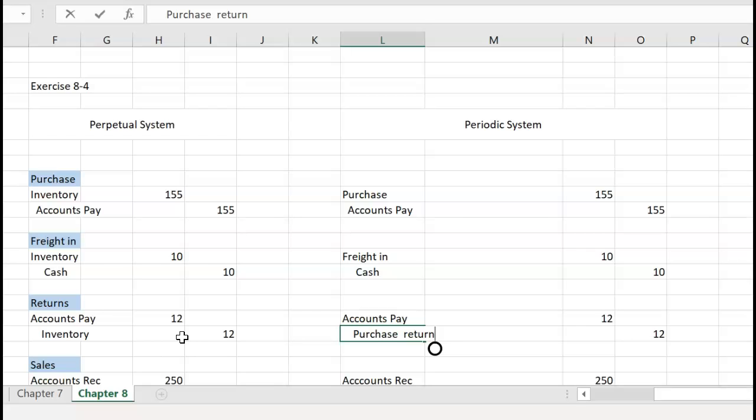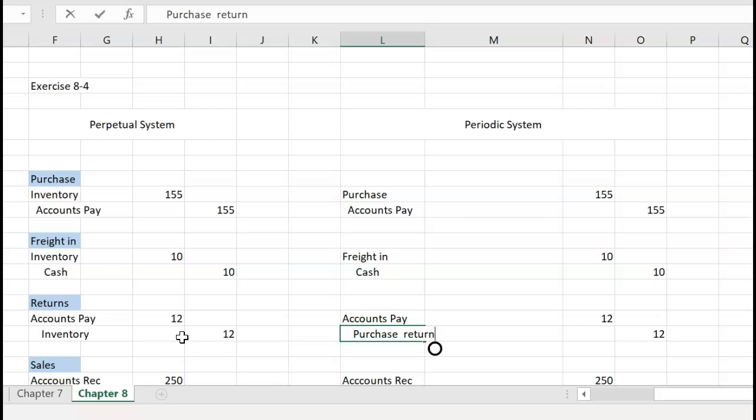Okay, now another account we will encounter is freight in. Freight in is again the freight in cost of $10,000. Freight in is increased with a debit and is also included in the cost of goods sold section in a periodic system. And we also have purchase returns. Purchase returns are increased with a credit and also used to calculate the cost of goods sold in the periodic system.